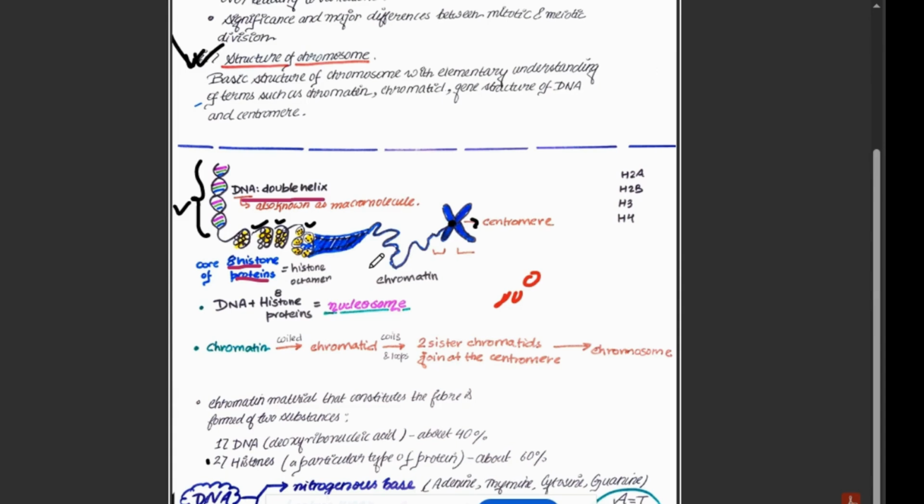Now, what are histone proteins? What is an octamer? Let me explain to you very, very precisely. See, histones are basically a particular type of proteins which help in the wrapping and packaging of DNA into a histone octamer, also known as a nucleosome.